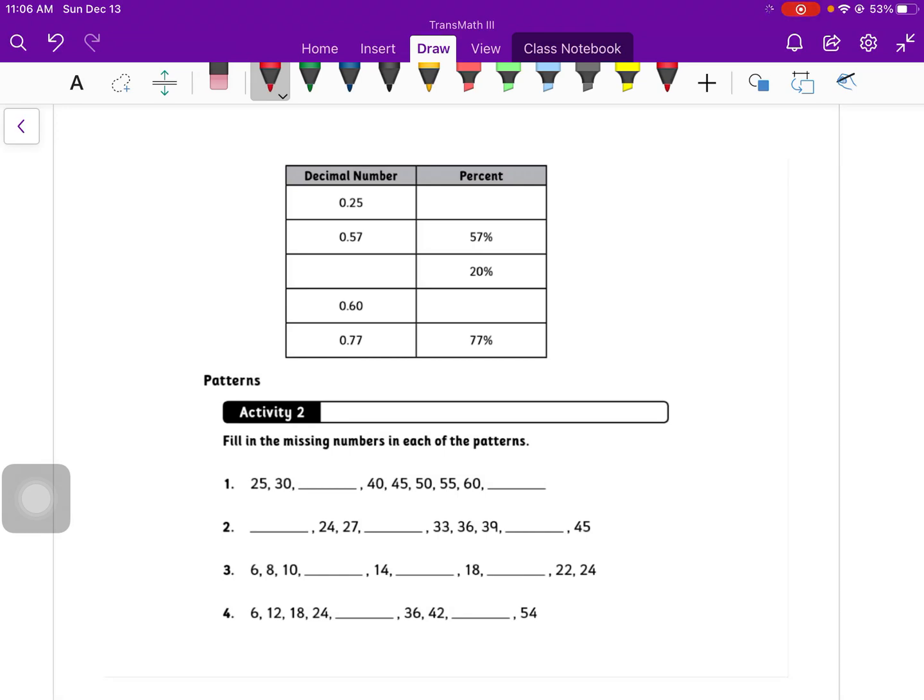This is going to be a review for your test. What's on the screen right now is your warm-up questions. You should pause the video and work those out. When you're done, unpause and see how you did.